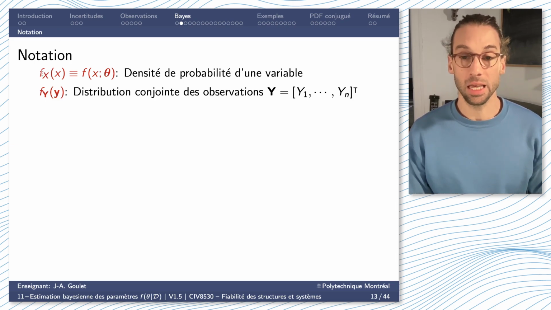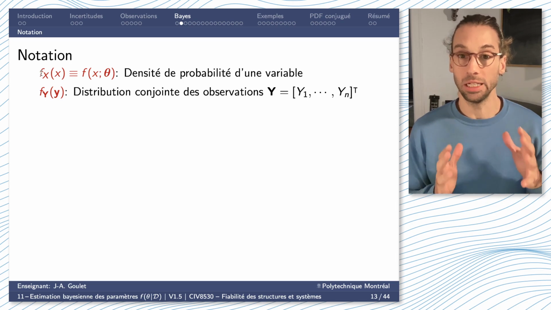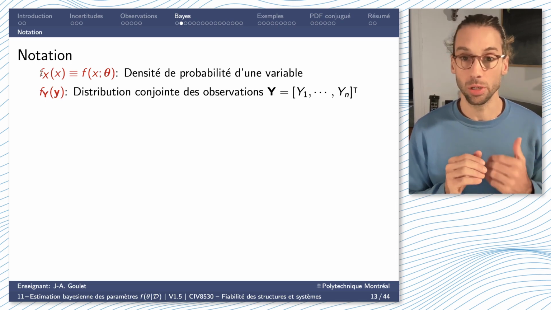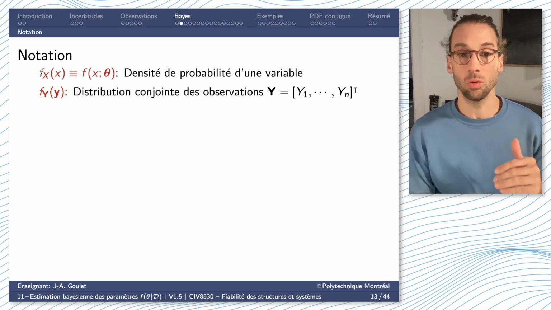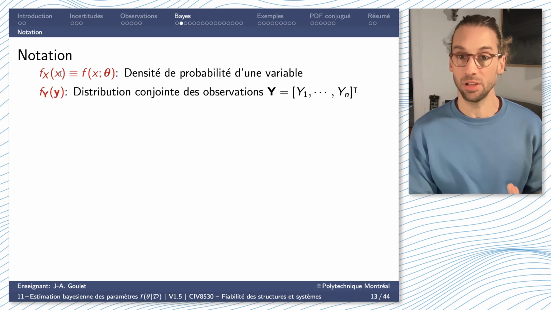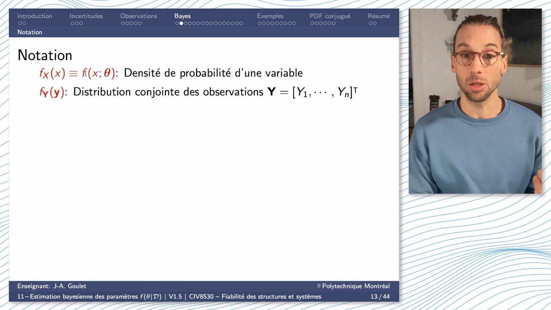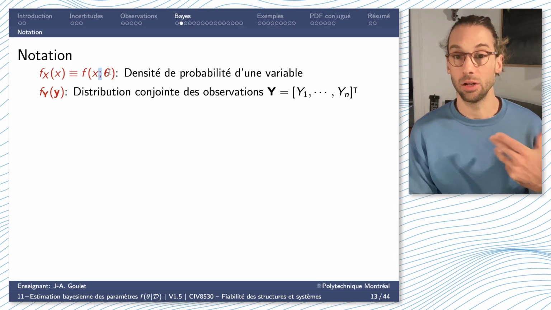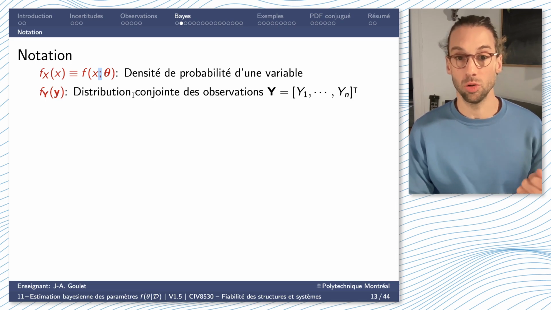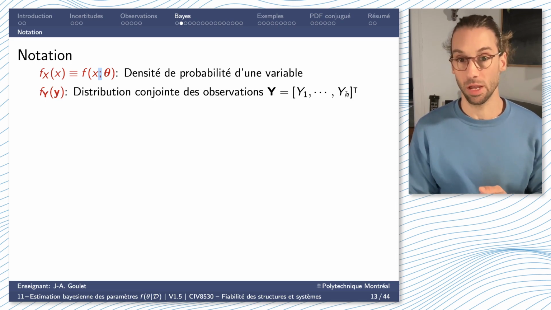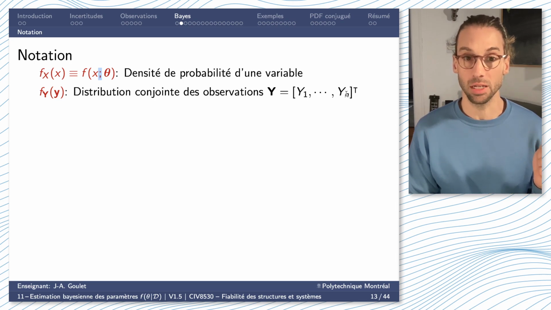So f of x is, again, our probability density, either marginal or joint, that we're trying to characterize. In the previous module, we always looked at this with an implicit dependence upon the parameter theta. Now we want to make it explicit, so we're going to use that semicolon. Those parameters theta that are involved in defining that probability density are explicitly represented. f of y is the joint distribution for a set of n observations. So x is the quantity we're trying to characterize.